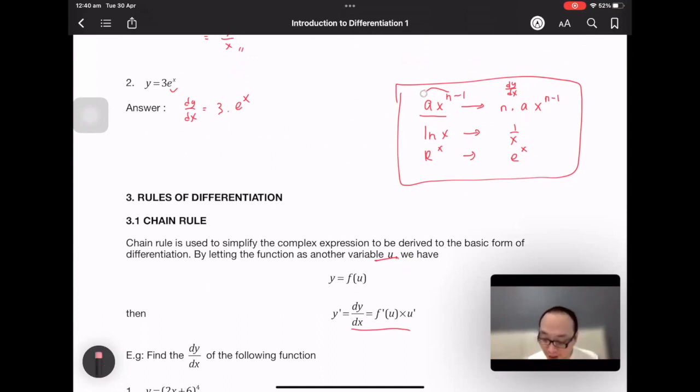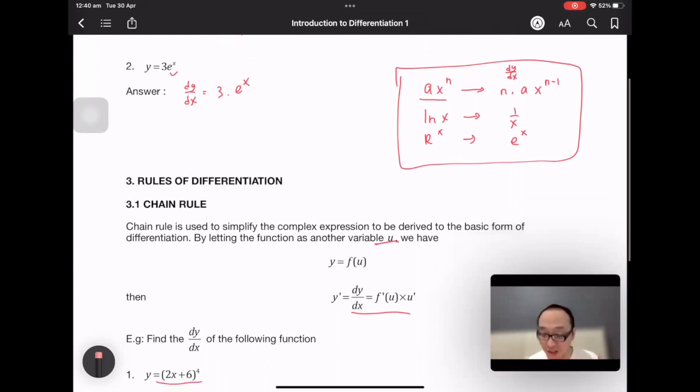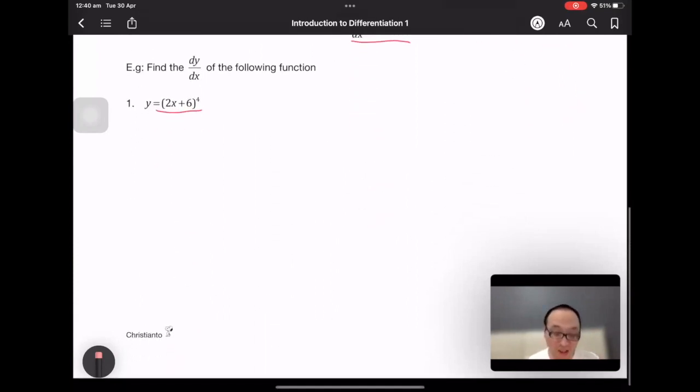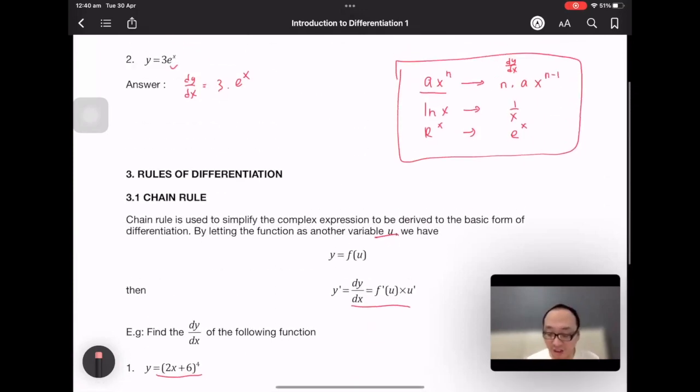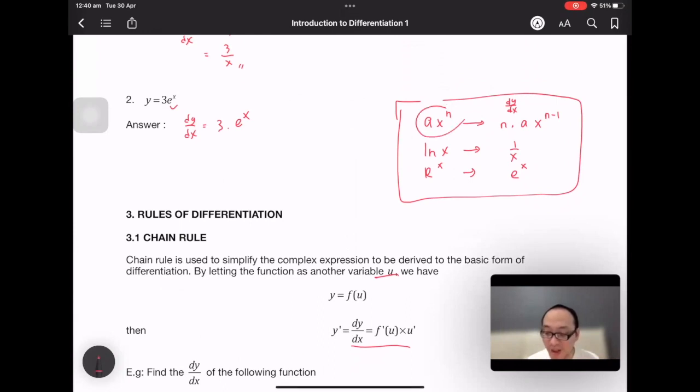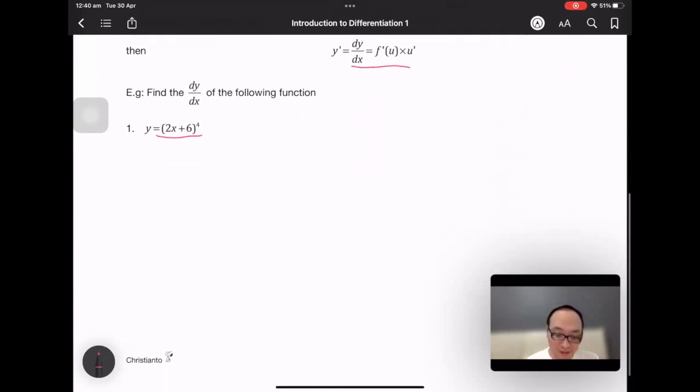I erase this. So this is the original function. So ax to the power of n, and this form is similar. So we can make this expression into ax to the power of n by making y equals u to the power of 4, so u equals 2x plus 6. See? This is similar to ax to the power of n.